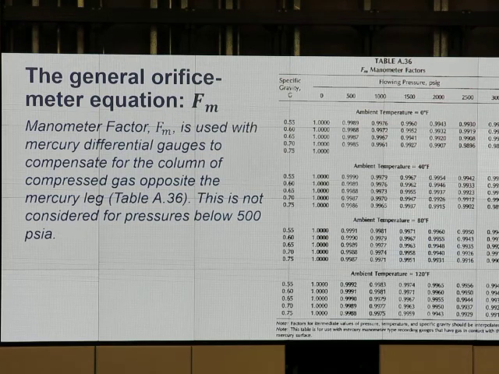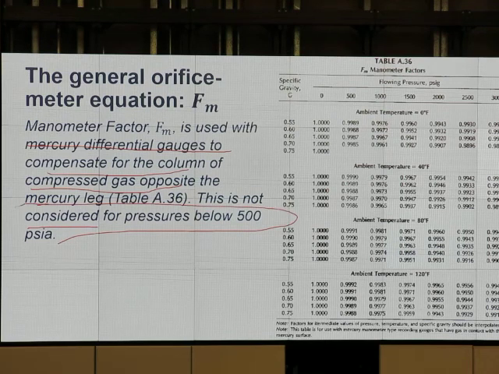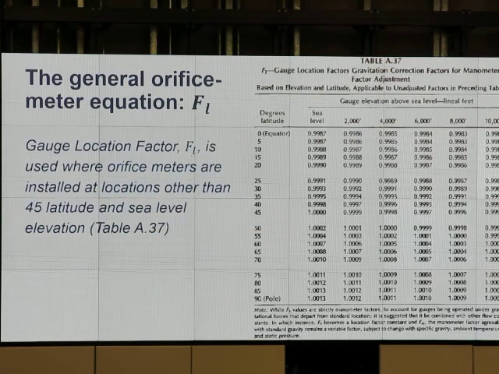F sub M, the manometer factor, is used with mercury differential gauges to compensate for the column of compressed gas opposite the mercury. This is not considered for pressures below 500 psi. For something more than that, we just multiply by F sub M. More detail on the physical meaning of all this is in the standard, okay?